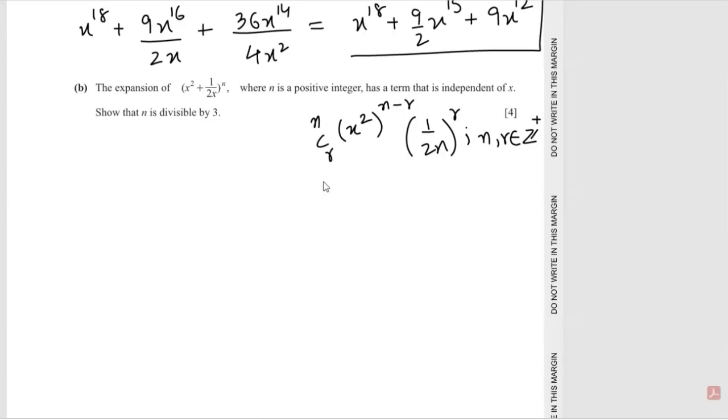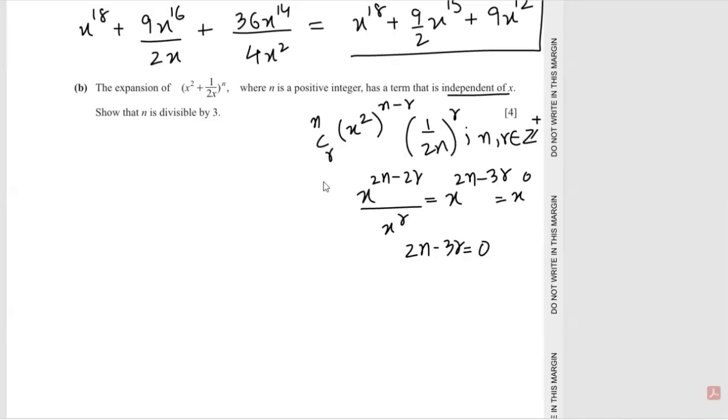So now extract only the x values. Forget about everything else, just the x value. And this will be x^r. Use the index law. This becomes 2n minus 3r. And for the term independent of x, you need to set it equal to 0. Reason being that in the term which is independent of x, there is no x. So 2n minus 3r should be 0. And this gives me 2n equals 3r.